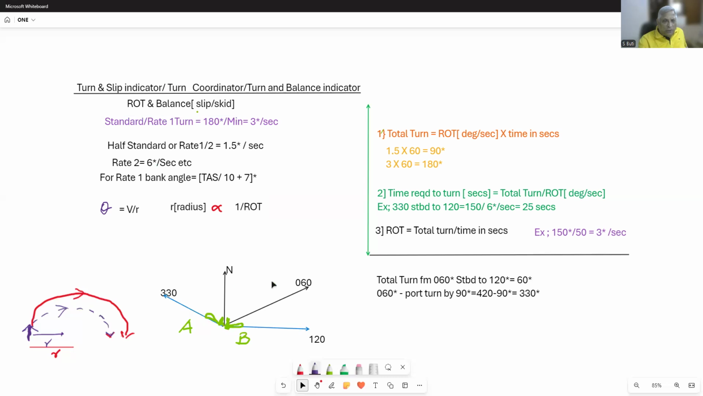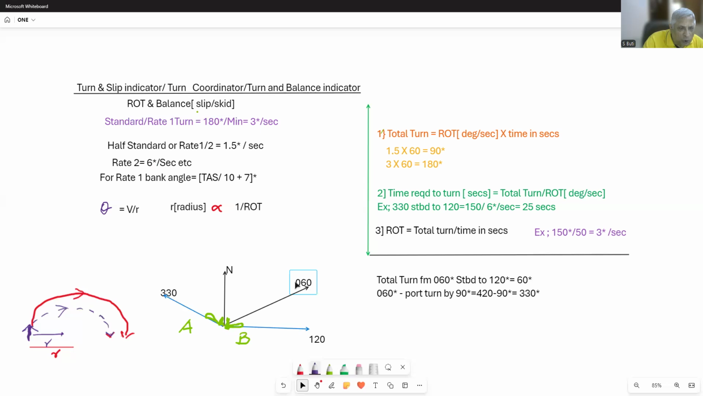The total turn will be the rate at which you are turning into the time you are taking. If you are turning at rate half, you are turning 1.5 degrees per second, and after 1 minute, you would have turned by 90 degrees. For example, 330 minus 240 is 90 degrees. On a left turn, readings will decrease. On a right turn, readings will increase.